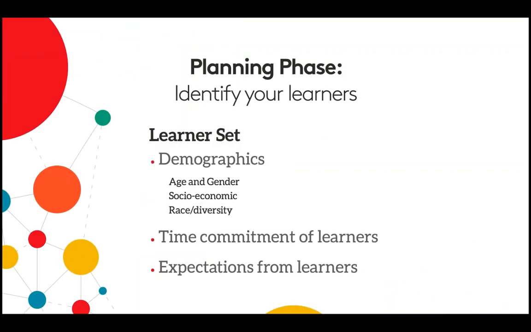So then the second part of this planning phase is identifying your learners. We want to make all our activities and everything direct to our objectives, but we also need to make them direct to our learners. And so learners, we need to try to not only identify who's going to be coming in, but also anticipate those that might be coming in the future.